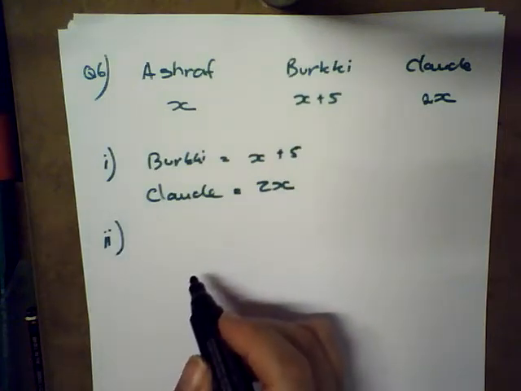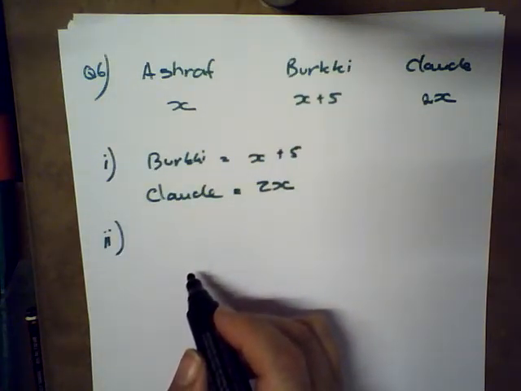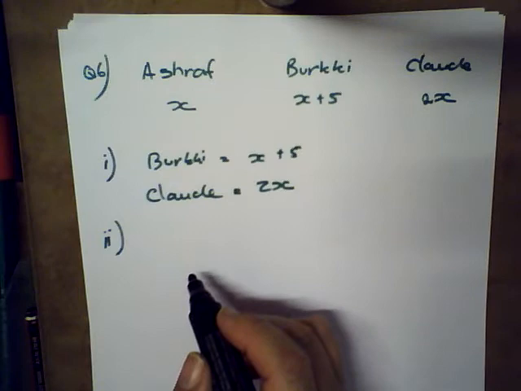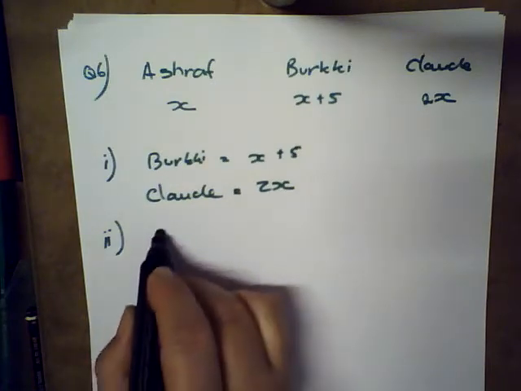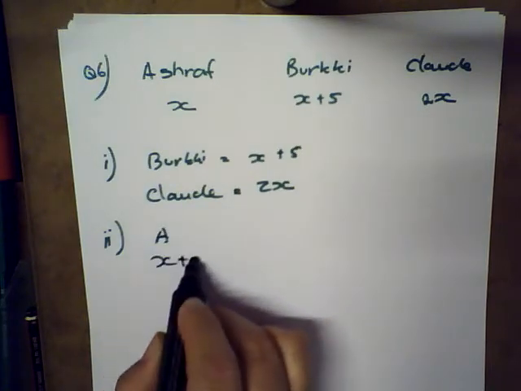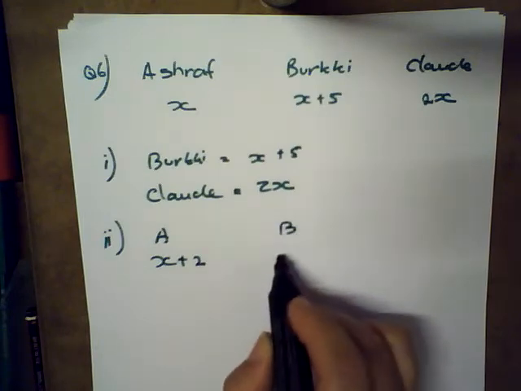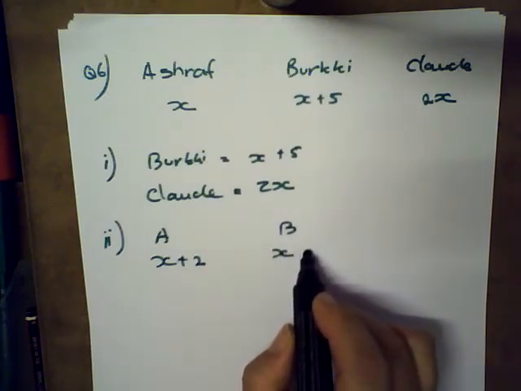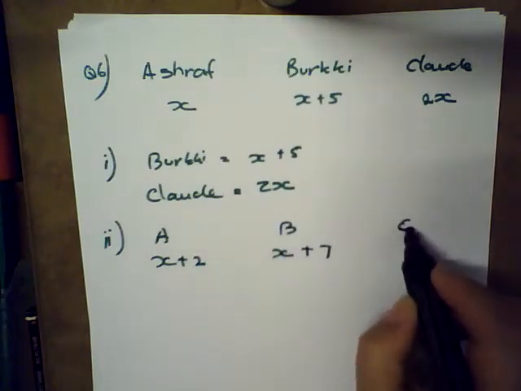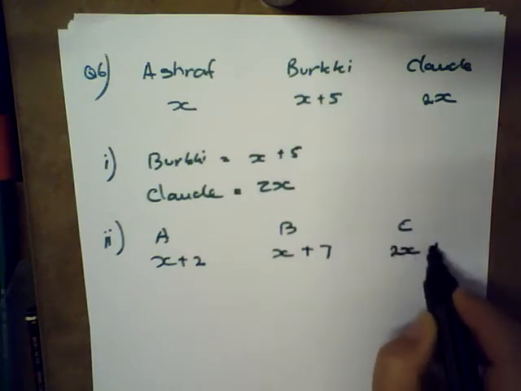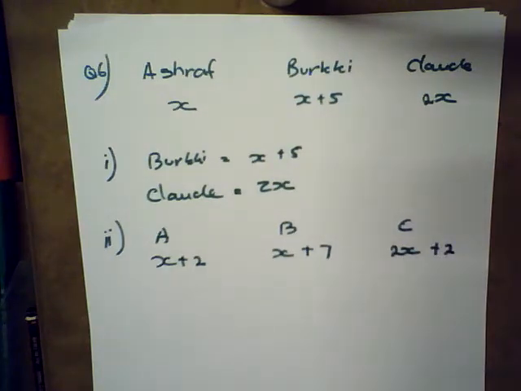Okay, next one, number 2. Write down in terms of x the ages of Ashraf, Berkey and Claude on 1st January 2002. So we know that Ashraf should be x plus 2, Berkey should be x plus 5 plus 2, so x plus 7, and Claude will be 2x plus another 2 years old.